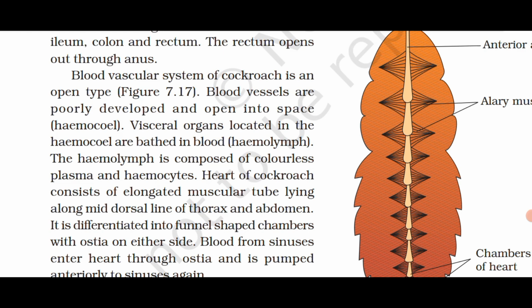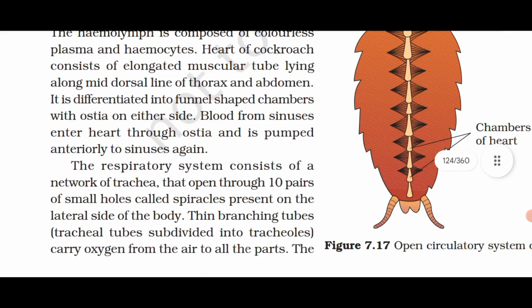Heart of cockroach consists of an elongated muscular tube lying along the mid-dorsal line of the thorax and abdomen. It is differentiated into funnel-shaped chambers with ostia on either side. Blood from sinuses enters the heart through ostia and is pumped anteriorly to sinuses again.